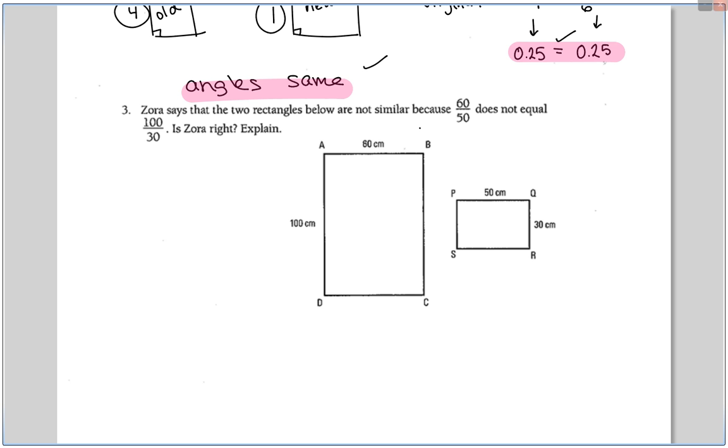Okay, let's check out number 3. This person says that the two rectangles are not similar. Is she right? What she's done here is she's matched up 60 with 50 because they're both on top. And that's a common mistake. What you need to do is match corresponding sides.